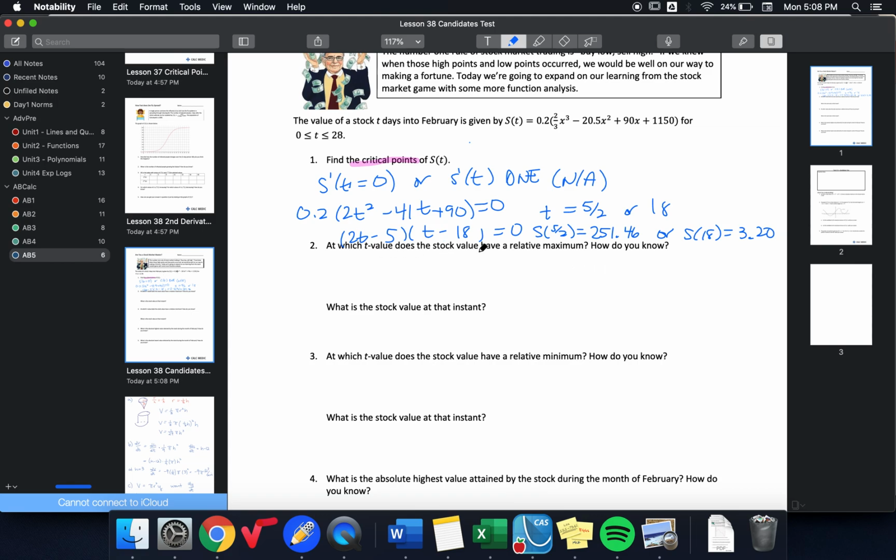At which value does a stock have a relative maximum? So relative maximum here, that's the same as saying a local max.